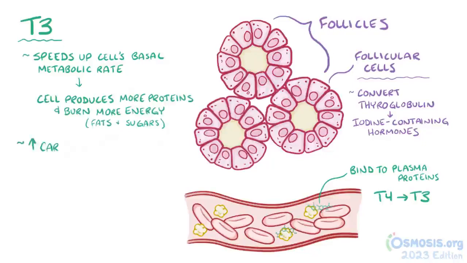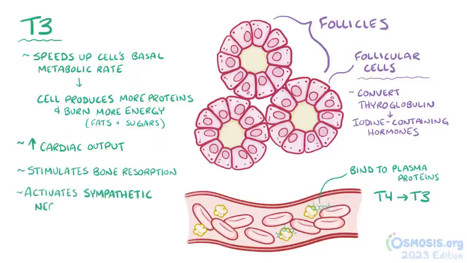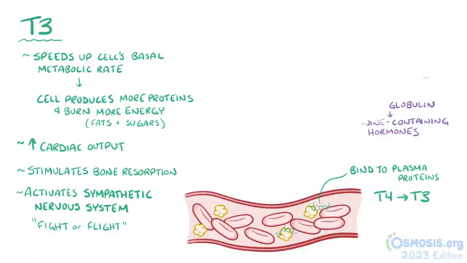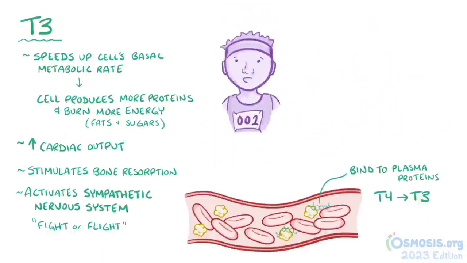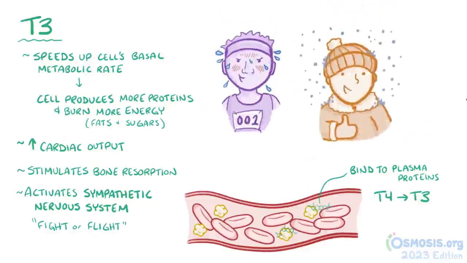T3 also increases cardiac output, stimulates bone resorption, which thins out the bones, and activates the sympathetic nervous system, which is the part of the nervous system that's responsible for our fight or flight response. That being said, thyroid hormone is important, and the occasional increase is kind of like getting a boost to fight off a hungry predator or to stay warm during a snowstorm.